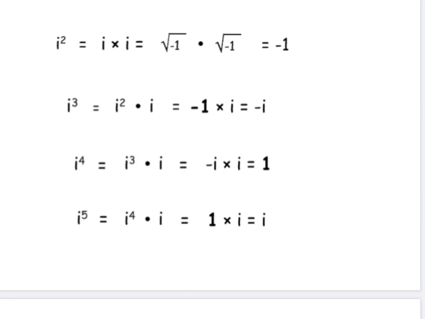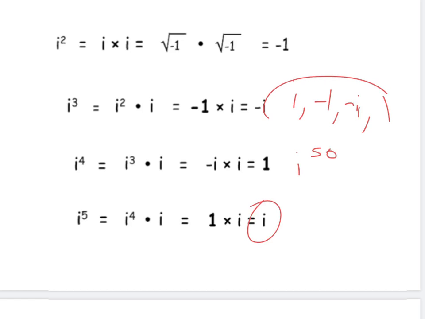So my pattern is that I have i, negative 1, negative i, and 1. And then if you notice, it repeats itself again. So this is useful because sometimes you might be asked something to the effect of, and I'm just making this up, i to the 50th power. You don't want to necessarily go through the entire pattern over and over again until you get to the 50. So what you can do is, because it repeats in 4s, you can take the exponent, the 50, and divide it by 4.